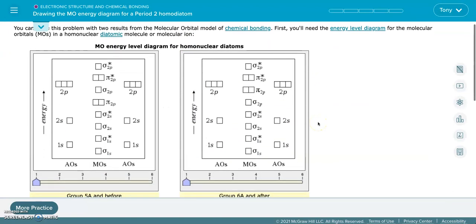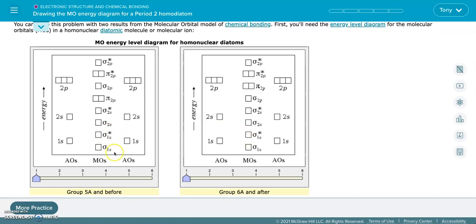But I actually wanted to start with these two energy level diagrams for homonuclear diatoms. Homonuclear means the atoms that make up our molecule are the same. So the energies of their atomic orbitals would be the same, and then we're going to be overlapping those to create our molecular orbitals. So let's go ahead and unpack this one on the left-hand side first.